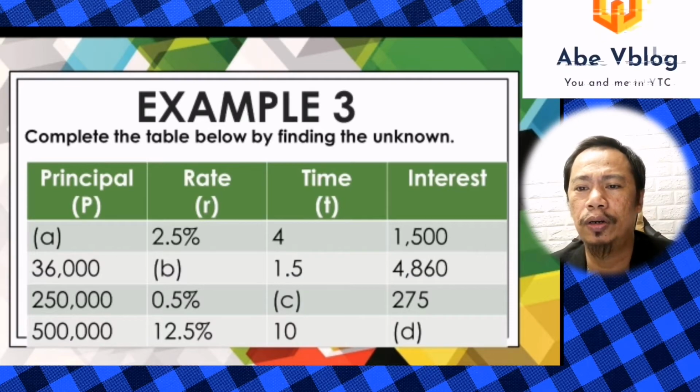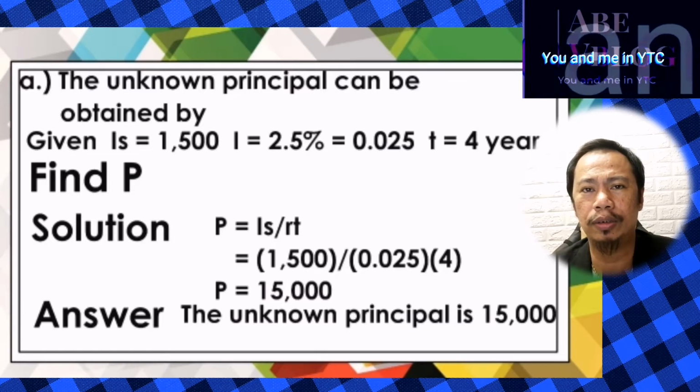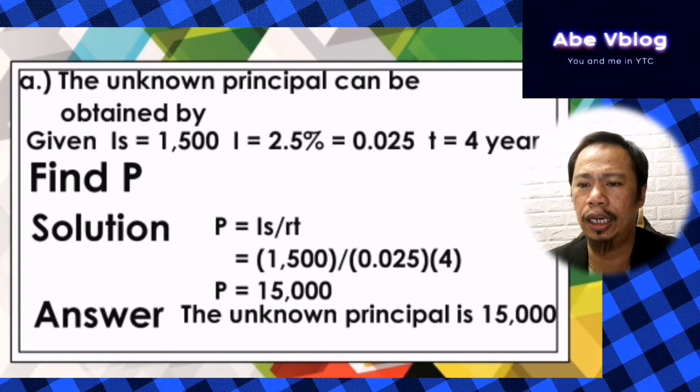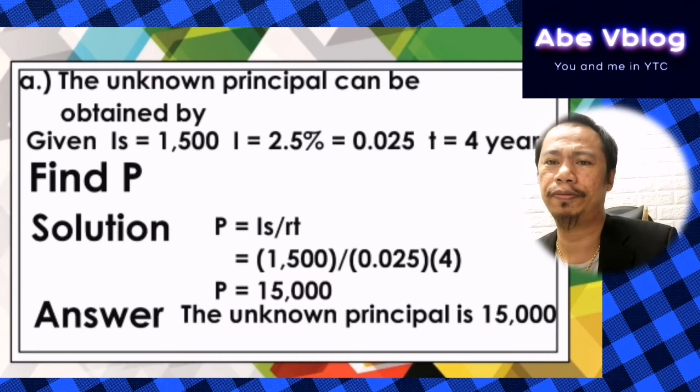So the unknown is the principal. Is is equal to 1,500. The interest rate is 2.5%.